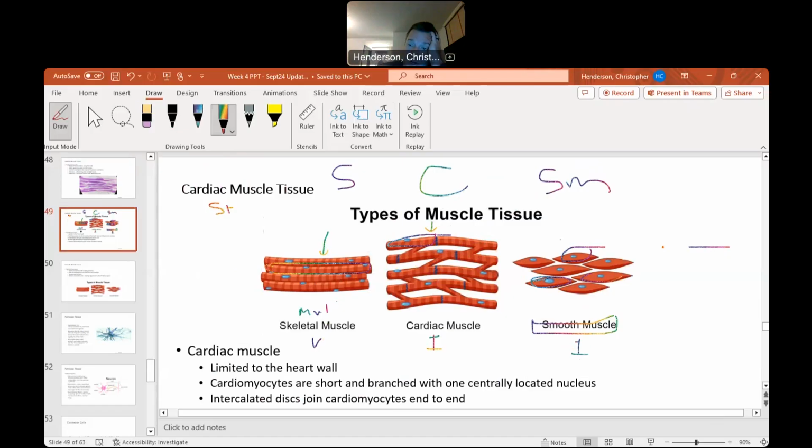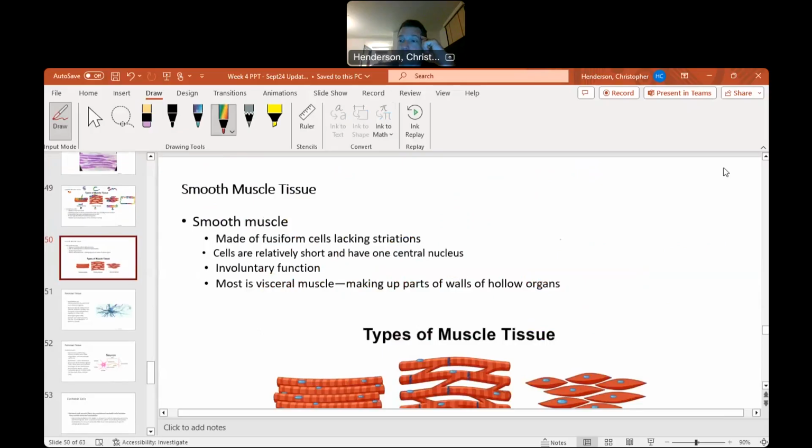So you make a little chart so you can study, and you can have location, function, striations, intercalated discs, branched, straight, etc., involuntary or voluntary? This ends up, I think, being a question in the next class when you get to the muscle chapter. So make sure you know the difference in your muscles.